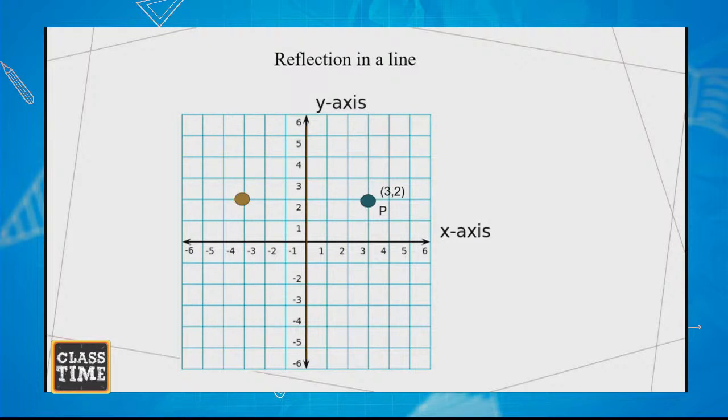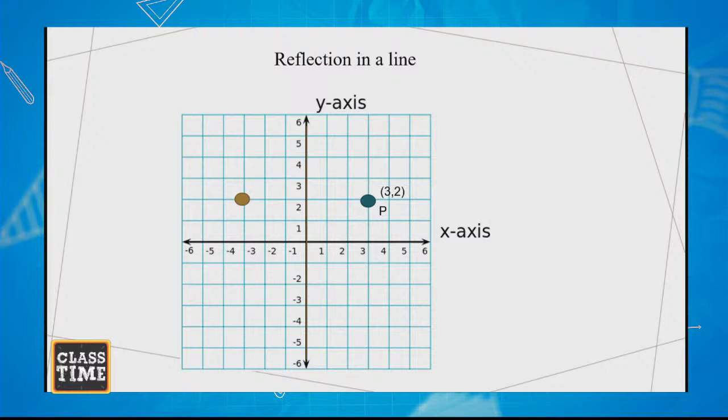Now, if we look at the point here, let's look at our coordinates. So this point is actually going to be -3, 2. So what changes again? In this case, my x value changes. So the sign of the x value changes right there.